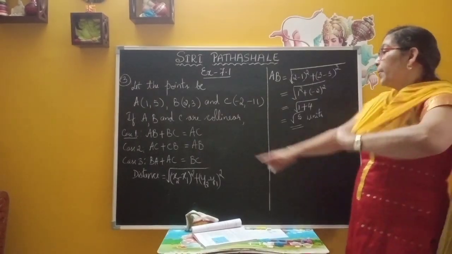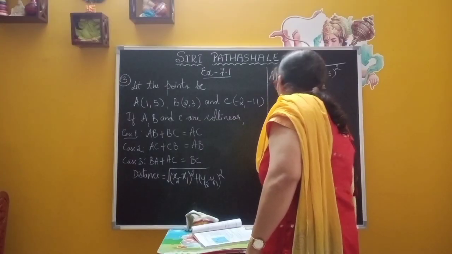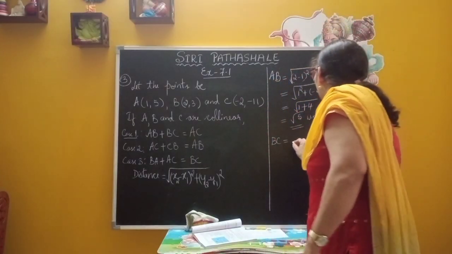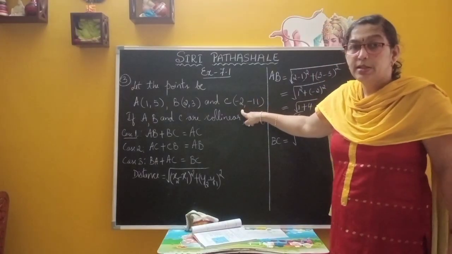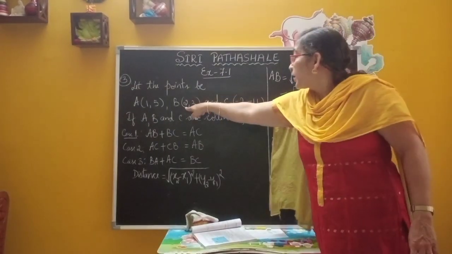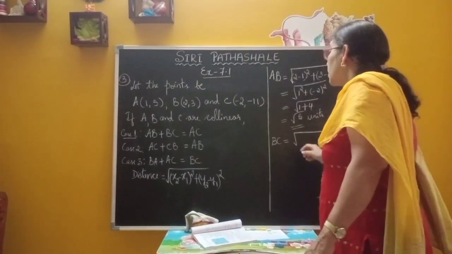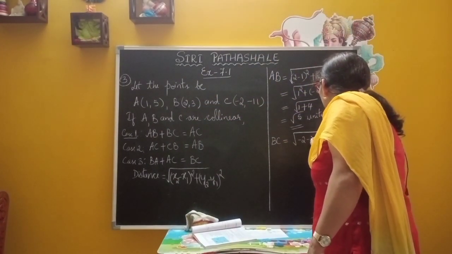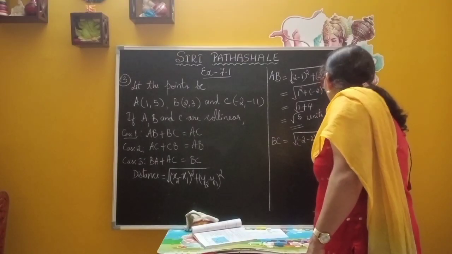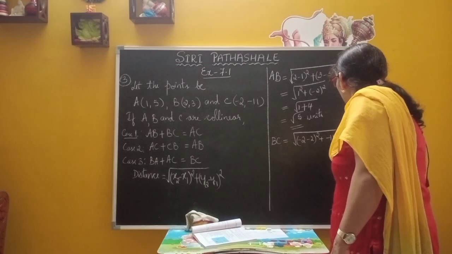Now let us take BC. So BC is equal to square root of, yes, B and C are the points now. So x2 minus x1 whole square plus y2 minus y1 whole square. Square root of minus 2 whole square plus minus 11 minus 3 whole square.